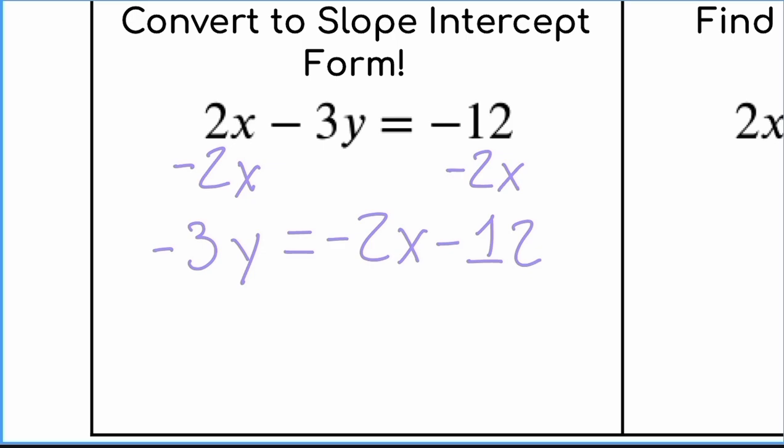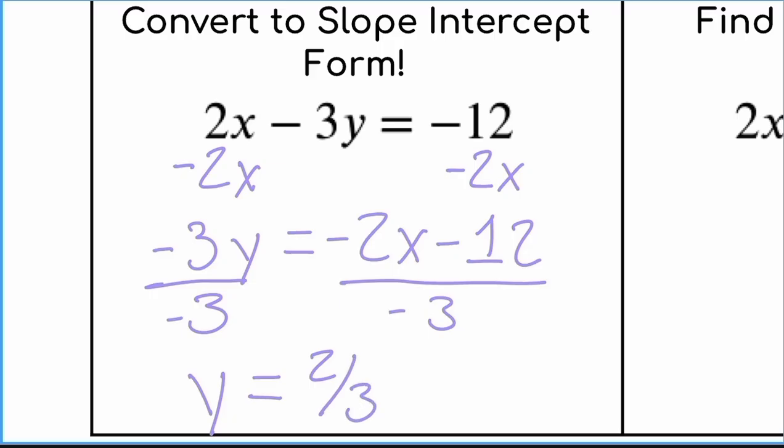All right, what is my last step in getting y by itself? Divide by -3. So I have y equals 2 over 3x. What is -12 divided by -3? 4. Positive 4, yes.